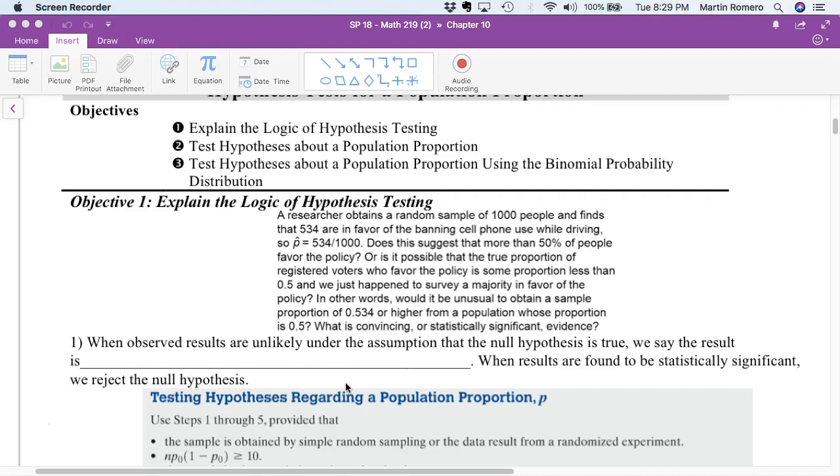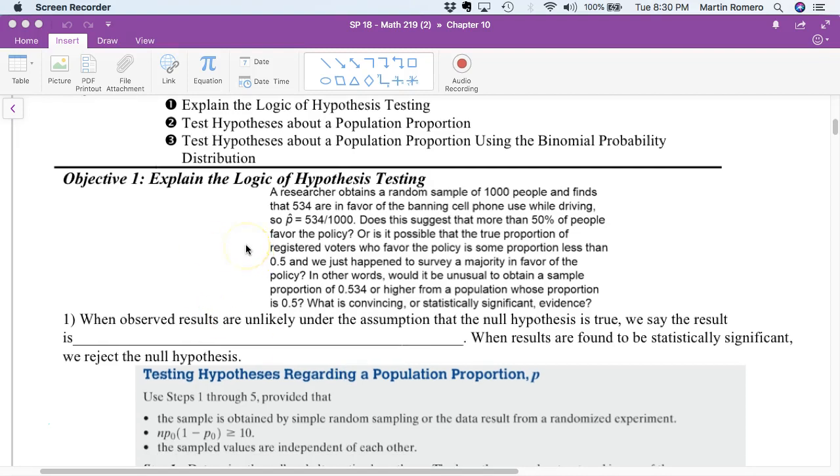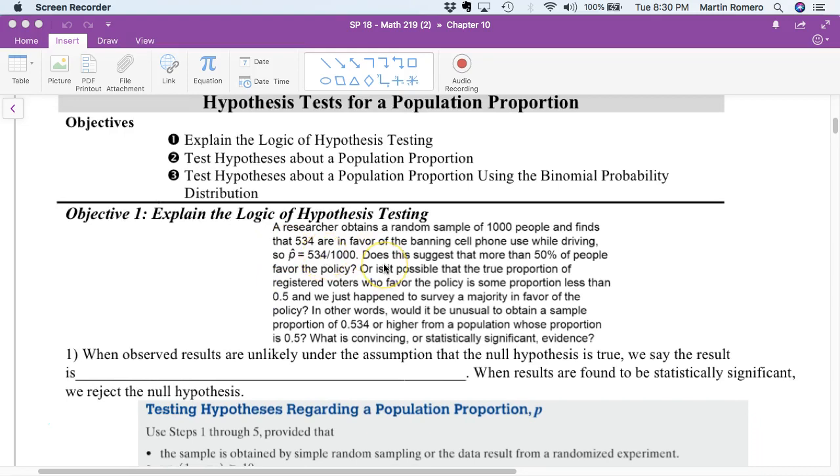We talked about special terms, the null hypothesis, alternative hypothesis, and at the heart of this is that there are claims about the world and we want to test these claims based on some assumptions. We collect sample evidence and then we determine how likely those hypotheses are true or not true. And so that's what we're doing here. So let's start with the first objective here. Explain the logic of hypothesis testing.